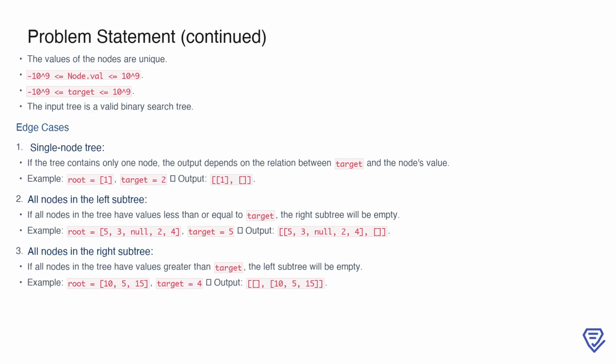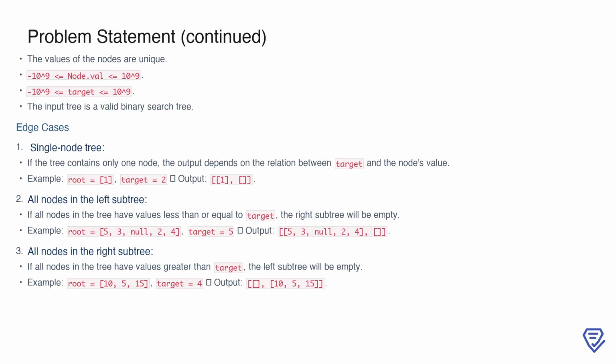Finally, let's consider some constraints and edge cases. The tree will always be a valid binary search tree, and all node values are unique. The target and node values can range between -10 to the power of 9 and 10 to the power of 9. In edge cases, such as a single node tree, the output depends on whether the node's value is less than or greater than the target.